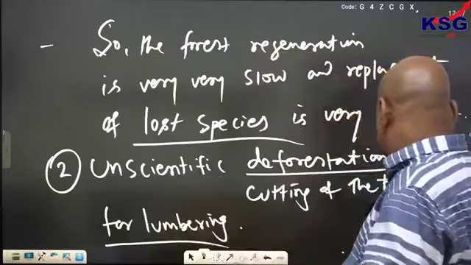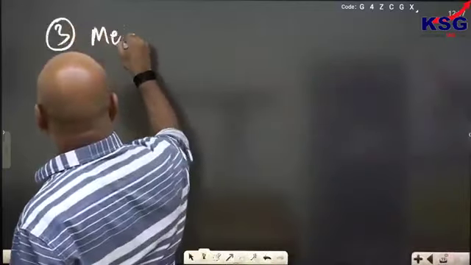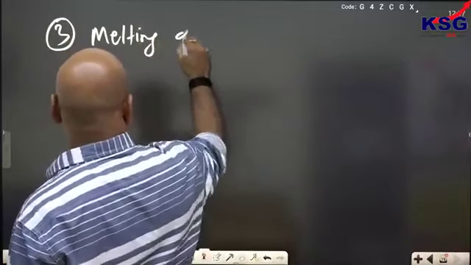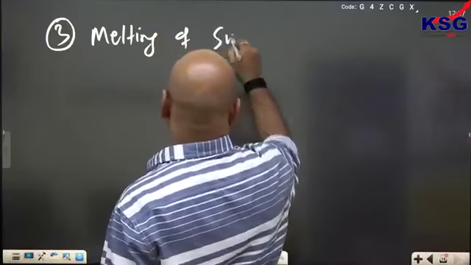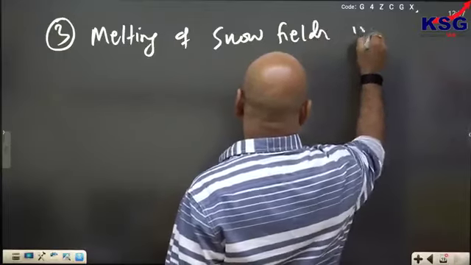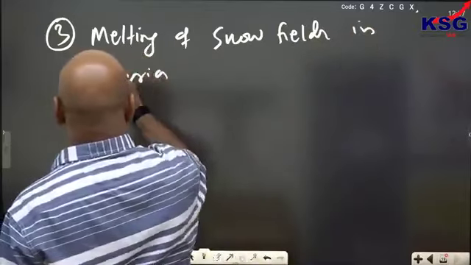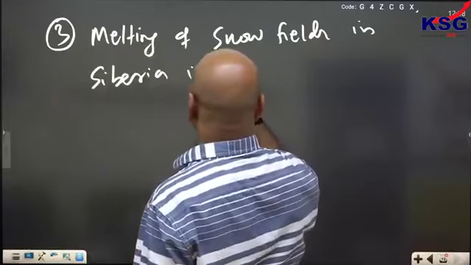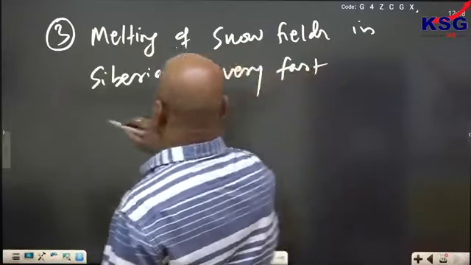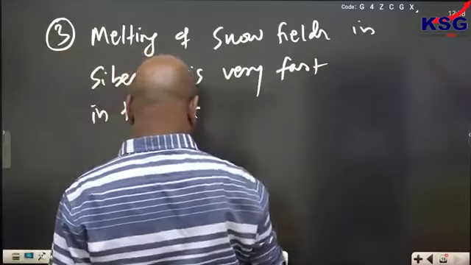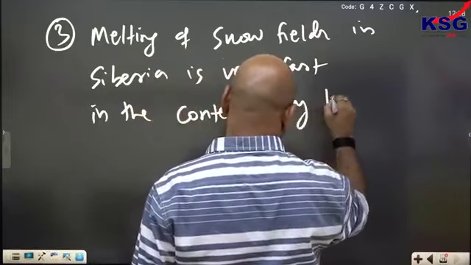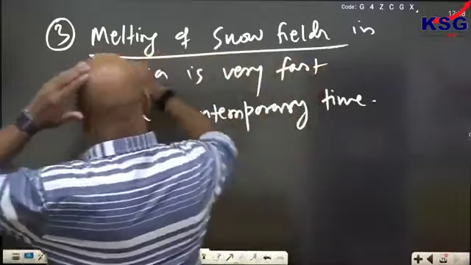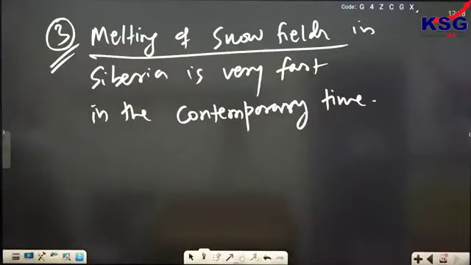Then the third point: melting of the snow caps, snow fields in Siberia, is very fast in the contemporary time. Nowadays the melting of snow fields is very fast and very quick.